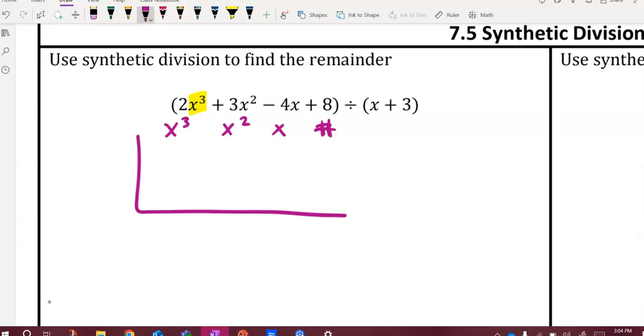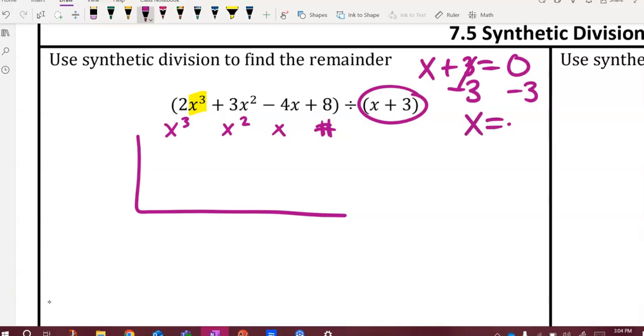What are we dividing by? What we're dividing by goes on the outside, but we can't put plus 3. We have to put the answer when we set that factor equal to 0. We find that x is negative 3, so that negative 3 is what goes on the outside. Now below all these x's at the top, we're going to put the coefficients. So we have 2, 3, negative 4, and 8.